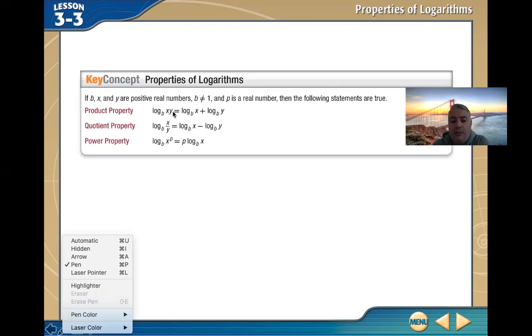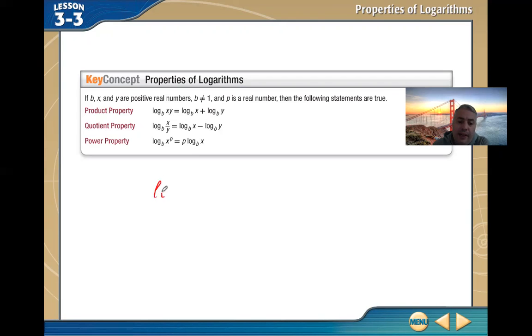Product of two numbers with the common base. So we express them as a sum of logarithms. I mean, if I have the logarithm of, let's say, 2 times 3 to the base 5, this is equal to logarithm to the base 5 of 2 plus logarithm to the base 5 of 3. That's it. So when we have multiplication of two numbers, we use addition.